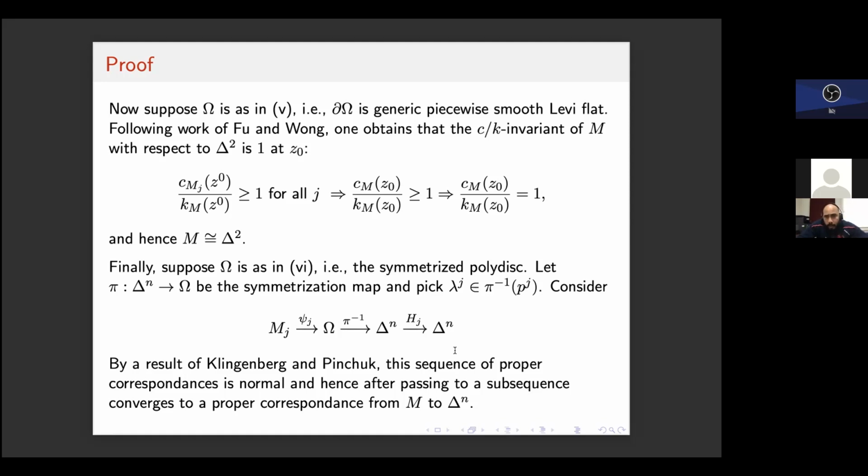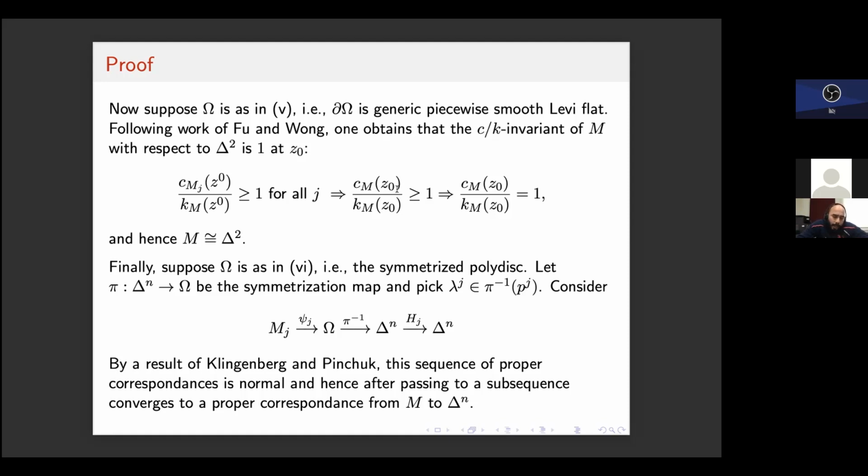Here C denotes the Carathéodory-Eisenman volume element, and K denotes the Kobayashi-Eisenman volume element. Using their arguments, what we can show is that if you look at this CMZ by KM at the point Z0, it is greater or equal to 1 for all Z. But remember, MZ is an exhaustion of M, so they're increasing and the limit is the same. So one can show that the Carathéodory volume elements converge to that of the Carathéodory volume element of M. So in the limit, this C by K invariant for M at the point Z0 is greater or equal to 1.